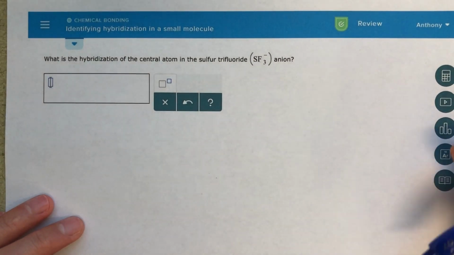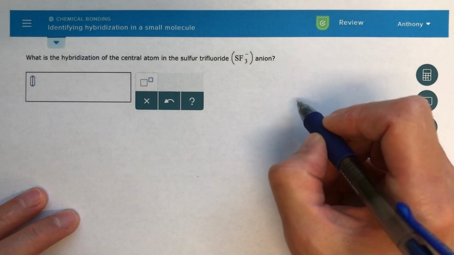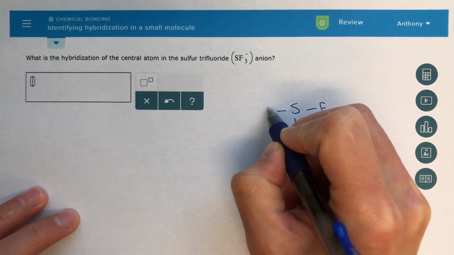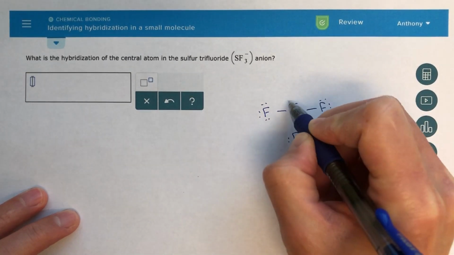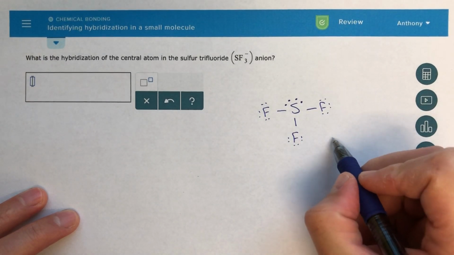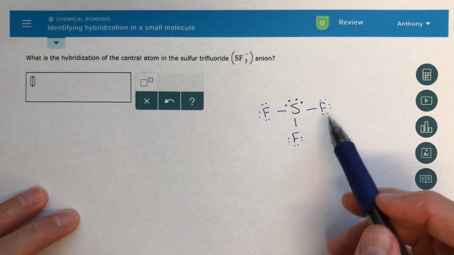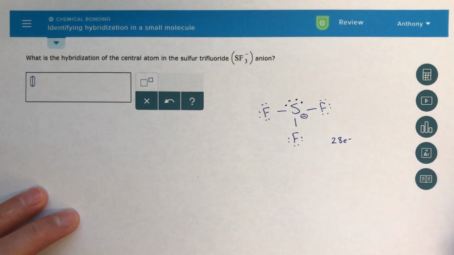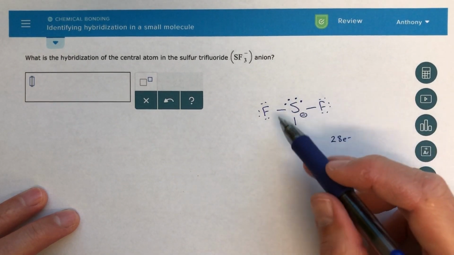So this last one is SF3 minus, with a -1 charge. The sulfur is going to be in the middle. Then I'm going to have my different fluorine atoms. And then this sulfur is actually going to have 2 sets of lone pairs. If you count up the number of electrons, we should have 28 electrons in our structure. If you add up your valence electrons, we've got 28. If you count all these, we end up with 28 electrons. The sulfur is going to have that formal -1 charge. Again, we're breaking the octet rule, but we're minimizing formal charges as much as possible for this structure. So this is the best Lewis dot structure.